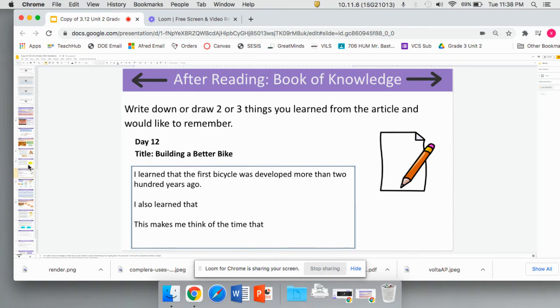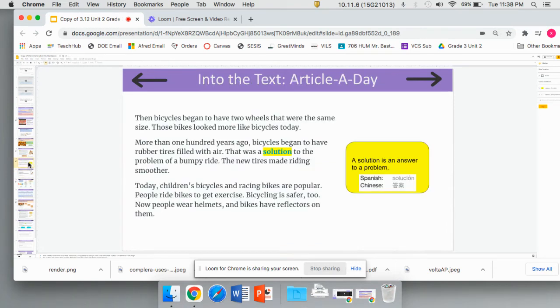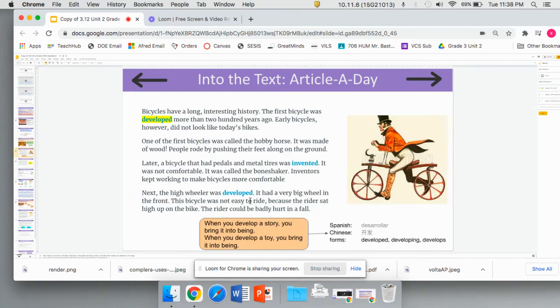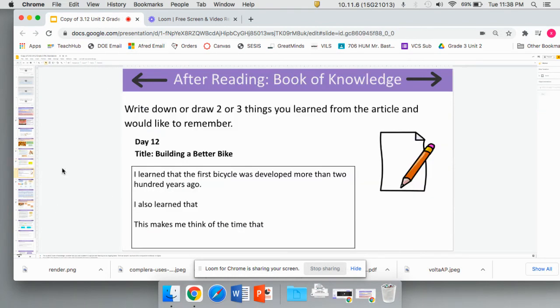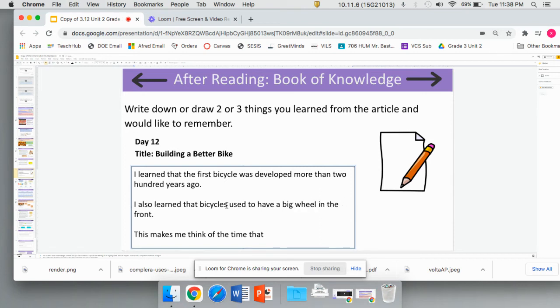Now I'm going to look for my second interesting fact from this book. I'm going to look for it here. So you know what? I'm going to write it from here. I thought it was really interesting that bikes used to have a big wheel in the front. And that's how people used to ride their bikes. So I'm going to write that down. I also learned that bicycles used to have a big wheel in the front. They were not very safe.